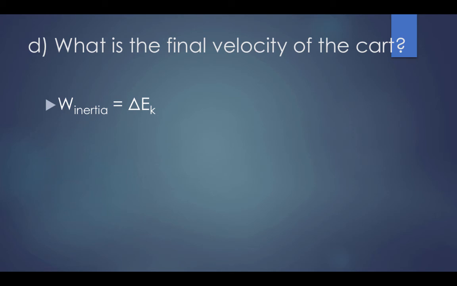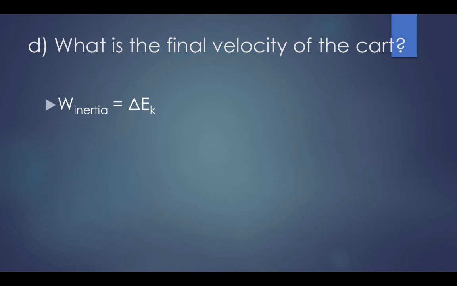D. What is the final velocity of the cart? Using our work energy principle, we know that work equals change in kinetic energy. In this case, not all of the work was used to accelerate the object. Only the work against inertia accelerated the object. The other 563 joules was against friction.